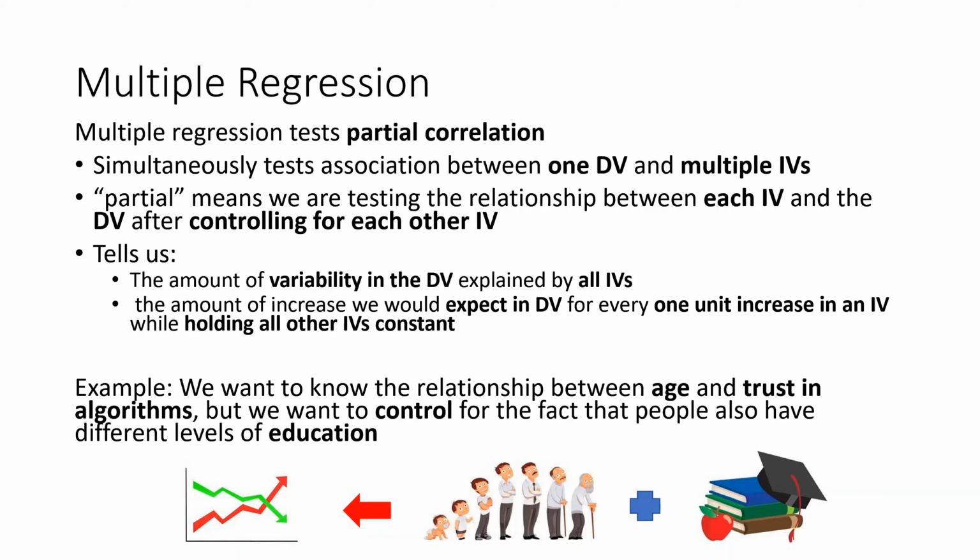And it also tells us the amount of increase we would expect in the dependent variable for every 1 unit increase in an independent variable while holding all other independent variables constant. So an example might be we want to know the relationship between age and trust in algorithms, but we want to control for the fact that people also have different levels of education.